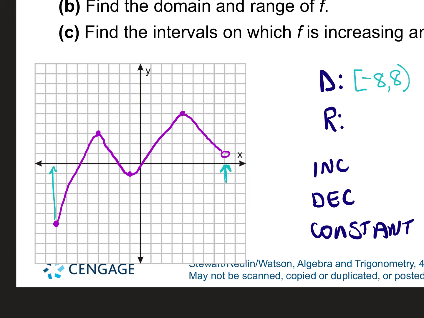For your range, it's your height on that graph. So your lowest y value to your highest y value that's covered. Again, you look at the points with these as well. So your lowest y value is -6. Your highest is +5. And then your brackets go on both of these, since both of those circles are closed.